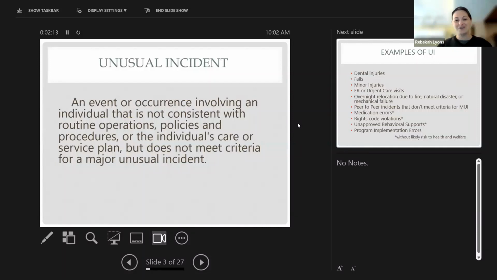So to start, we go with the dry part, the rule. So we're here to talk about UI logs. So I brought up the UI, the unusual incident rule. Incident being an event or an occurrence involving an individual. Unusual being out of the ordinary. It's not consistent with that person's care, with their service plan, maybe your routine operations. We're not quite to the MUI level when we're talking about UIs, but they generally follow the same pattern for how you report and what you need to do.